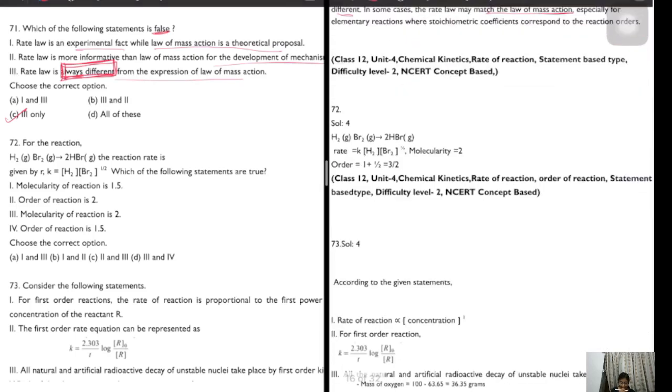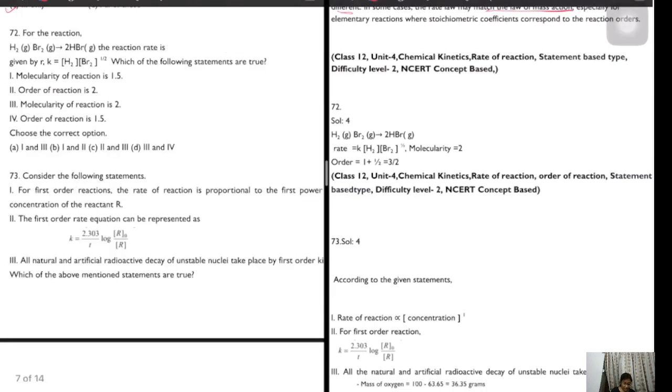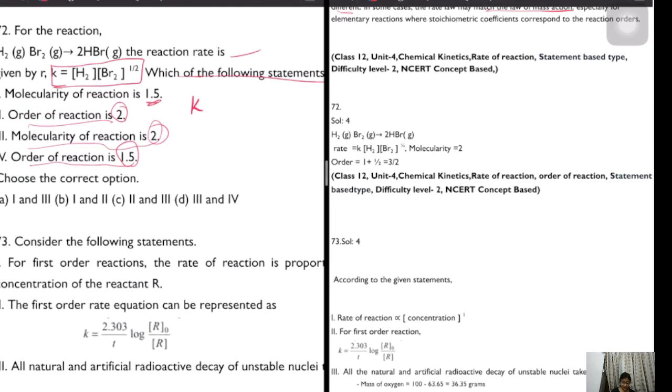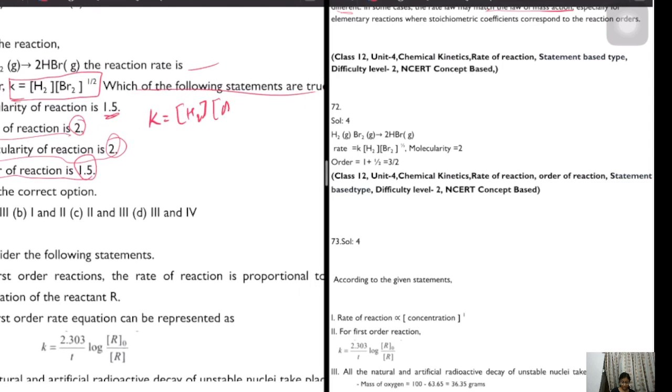Now the next question we have. This is the reaction given to us and the rate is given like this. Which of the following statements is true? Molecularity of the reaction is 1.5. Order of the reaction is 2. Molecularity of the reaction is 2 and order of the reaction is 1.5. See, what is given to us is K equals to [H2][Br2]^1/2, right?